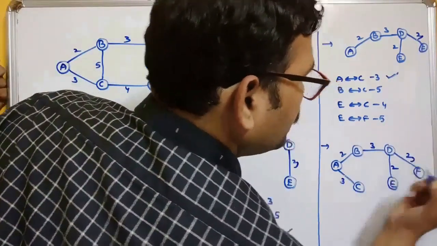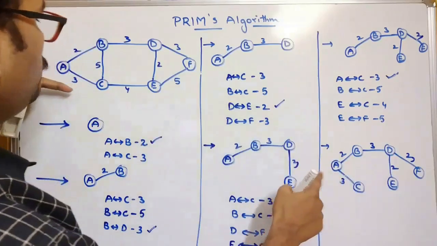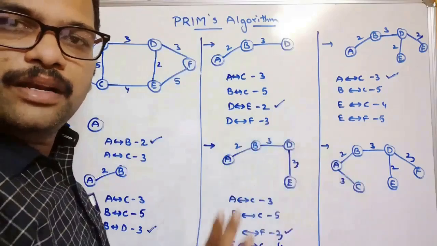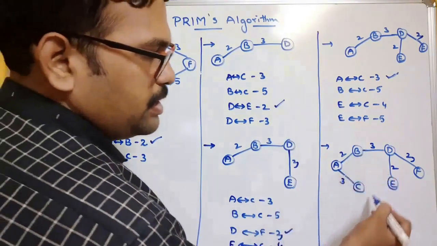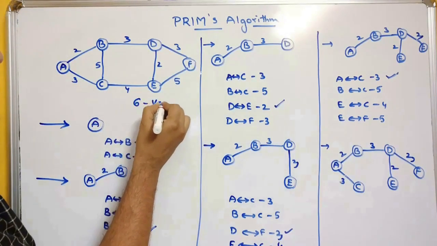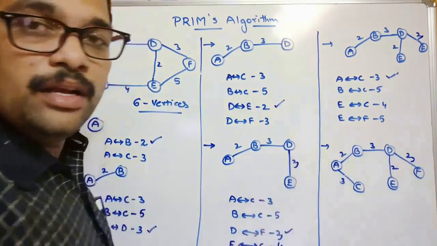So this is D to F with 3, and D to E is 2, and A to C is 3. So you can observe here all the vertices have been constructed, that means included in the tree. So A, B, C, D, E, F. Here we have a total of 6 vertices, so all the 6 vertices have been included.